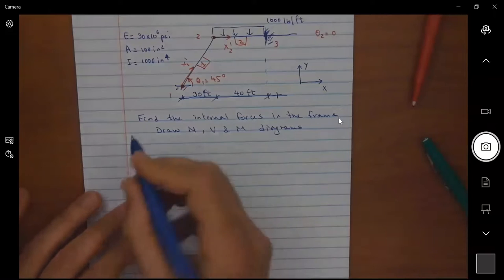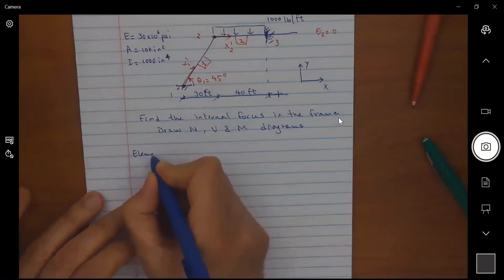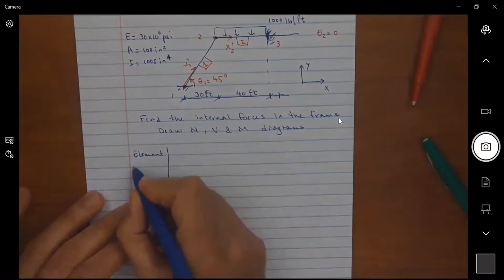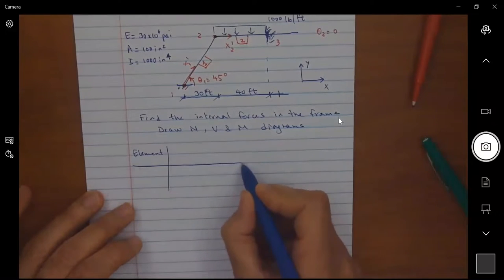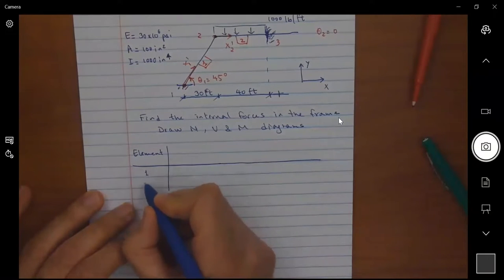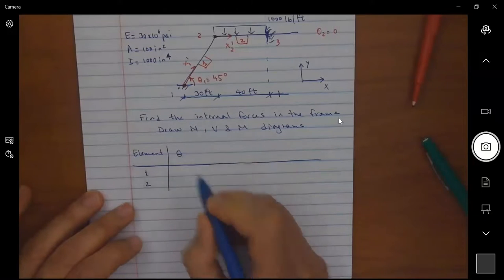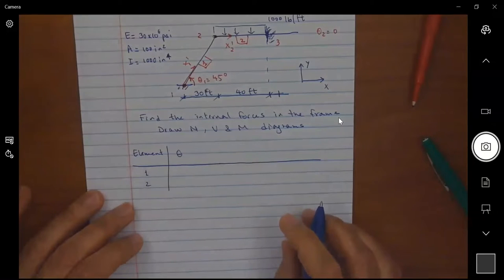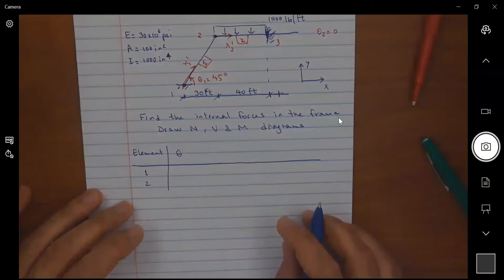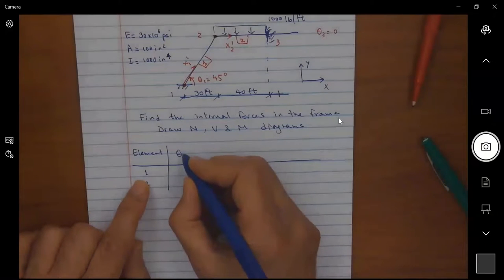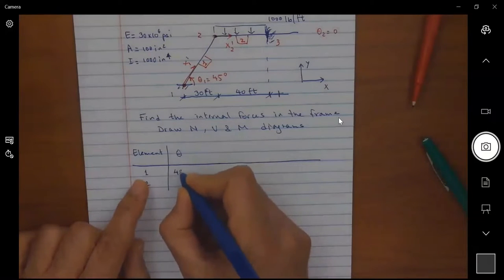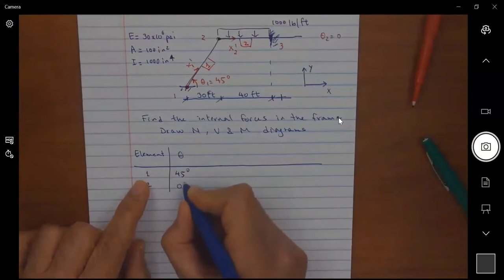So like we did before, if we want to organize our work in a table, I can come here. Assuming you have theta two as not being zero, and you end up having two values of theta, how do you now differentiate when you come to using the sine and cosine? I'm going to call it theta here. For example, I'm going to put 45 degrees for element one, and I'm going to put 0 degrees for element two.